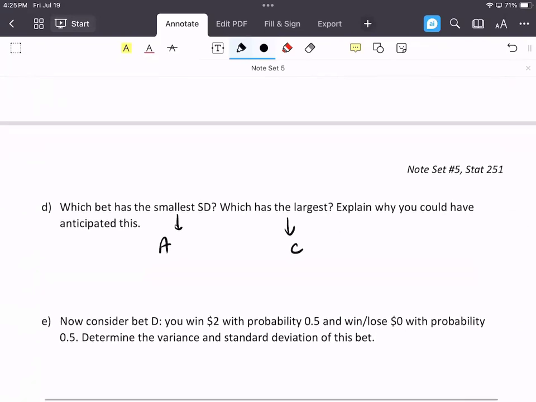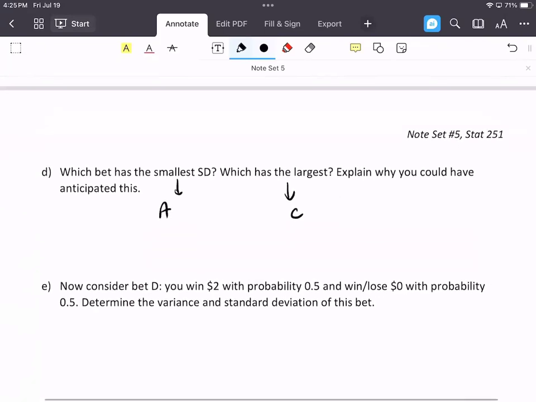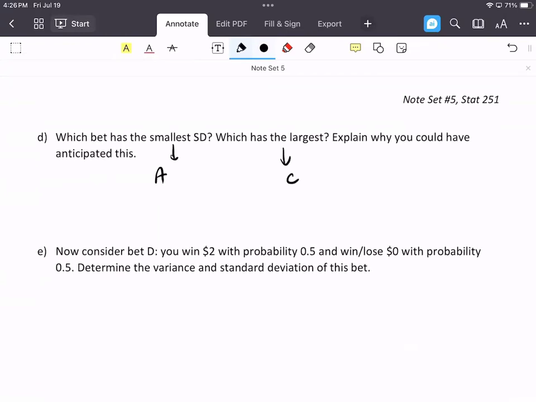Now looking at bet D, you win $2 with probability 0.5, and you lose $0 with probability 0.5. Now, obviously, this doesn't make a lot of sense because you're like, well, wait a minute, did you bet anything? But don't worry about that part. What I want us to think about instead is how does this look compared to a different bet?